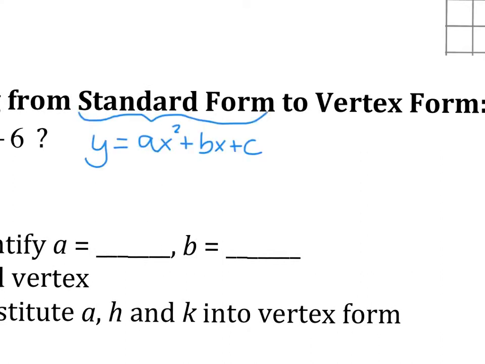So there's your standard form, and our goal in this part is we want to convert this to vertex form, and let's recall what vertex form is. It's y equals a, this time we have parentheses, (x minus h) squared plus k. Now remember that your h and k gives you the vertex. Notice that this a, the leading coefficient, is the exact same as the a, leading coefficient, over there.